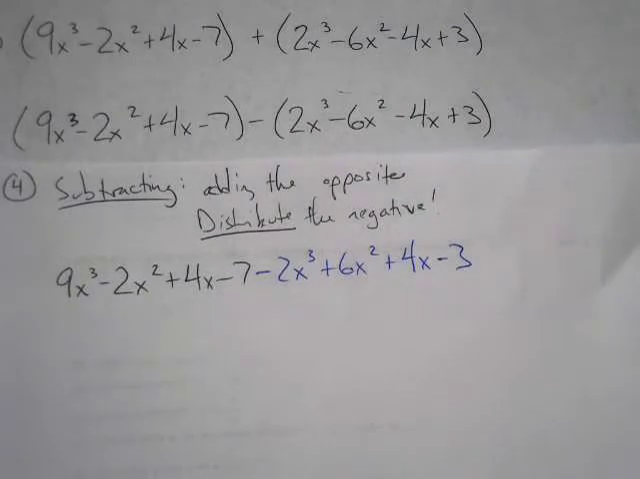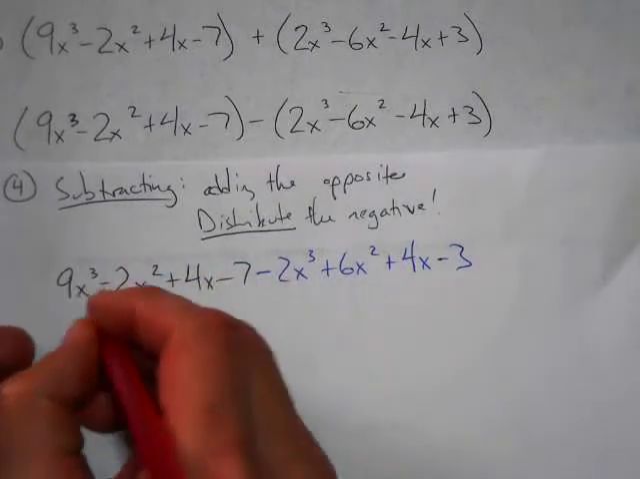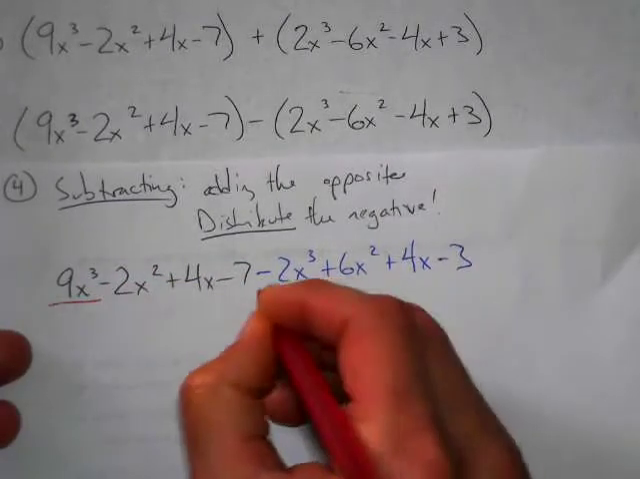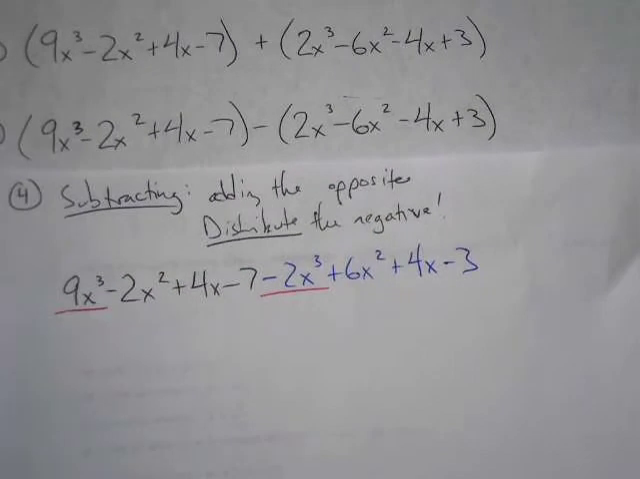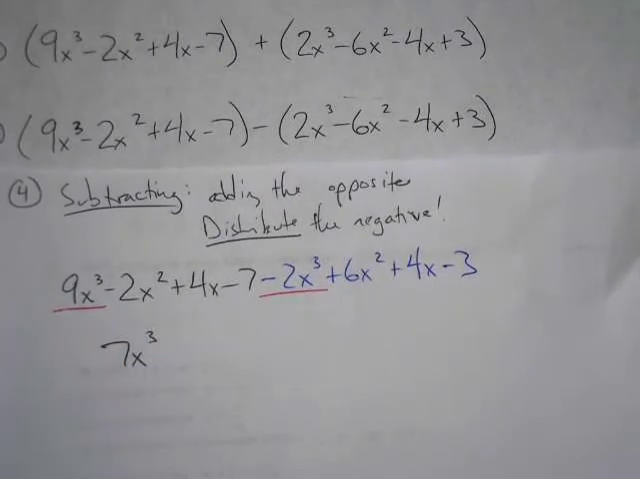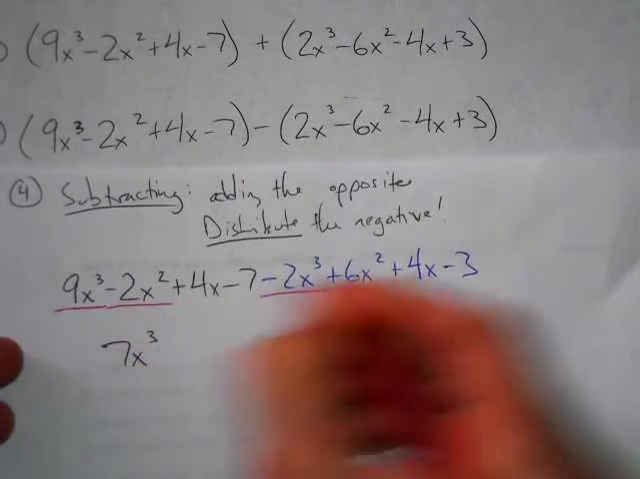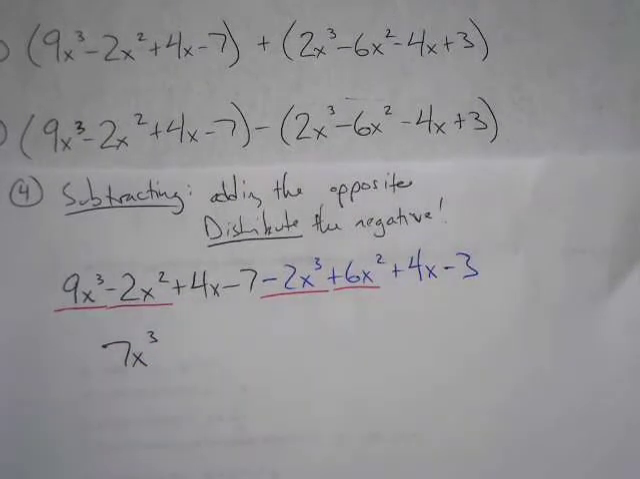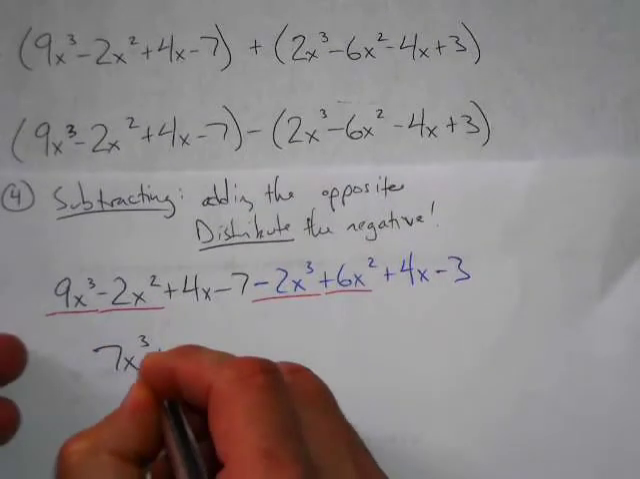Okay, so now I'm ready to combine like terms. I have my x cubed, 9 of them minus 2 of them, leaves me with 7 of them. I have my x squareds. Here's minus 2 of them. Here's plus 6 of them. So minus 2 plus 6 is positive 4 of them.